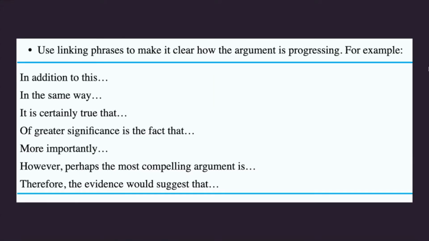Now, this is important. We want to use linking phrases to make clear how the argument is progressing. Now, that's not just for argumentative essays. Persuasion is an argument as well, but you're just arguing one side. Now, some people might do things like this. Firstly, secondly, thirdly, my fourth point. Those are good. They work quite well in a critical essay, for example.